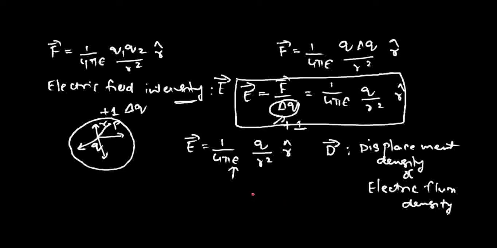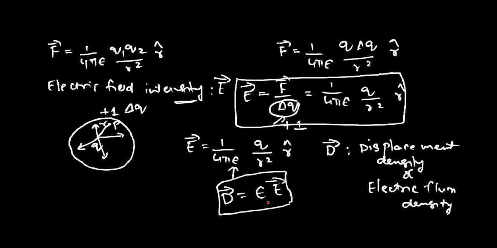And what is the relation between D bar and E bar? D bar is equal to epsilon into E bar. Very important equation. One of the constitutive relations. D bar is equal to epsilon into E bar. So when you multiply epsilon with E bar, you see the dependency on the medium is gone. So D bar can be calculated in any region, independent of the medium.